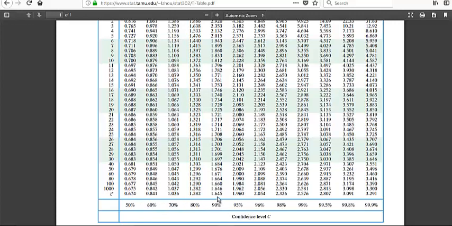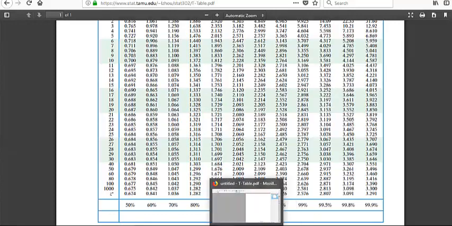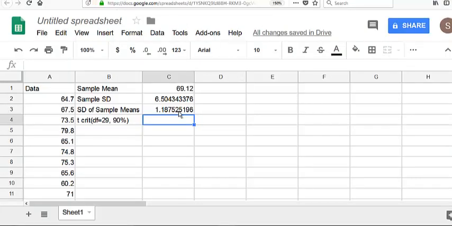So we have a 90% confidence interval. Let's go up that column until you get to the row with 29. So here's 29. Come over here to 90. The intersection of those two is 1.699. So we'll put in 1.699.